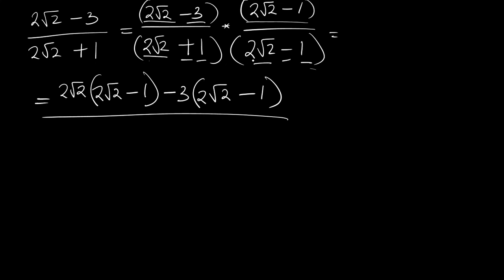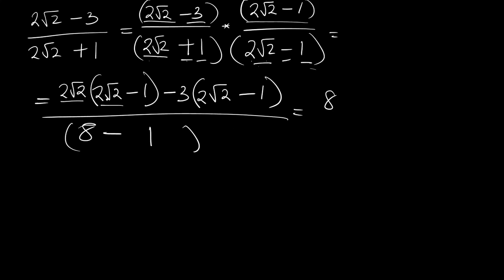So now you have 2 times 2, 4. Root 2 times root 2 is 2. So 4 times 2 is what? 8. Now plus times minus is minus. 1 times 1 is 1. So that is it. So now let's open up this bracket. This 2 root 2 times 2 root 2 will give you what? 8.